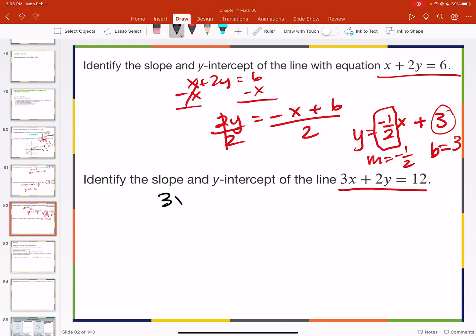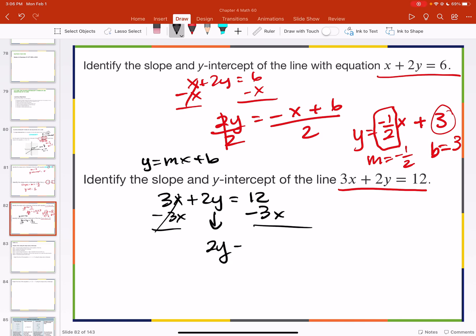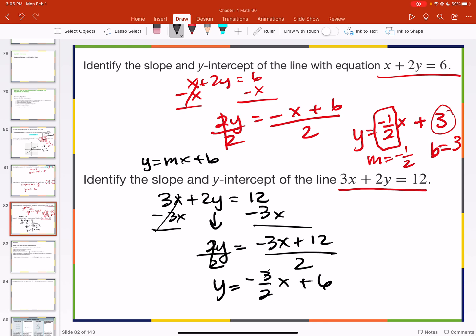Okay, so let's do the same thing here. We have 3x plus 2y is equal to 12. We want to get it in the form y equals mx plus b. So we subtract 3x from both sides, and we get 2y is equal to -3x plus 12. Divide both sides by 2. We get y is equal to -3/2 x plus 6. So now the slope is -3/2, and the y-intercept is +6.